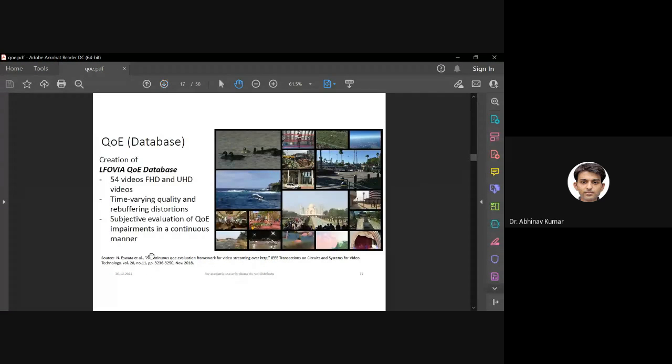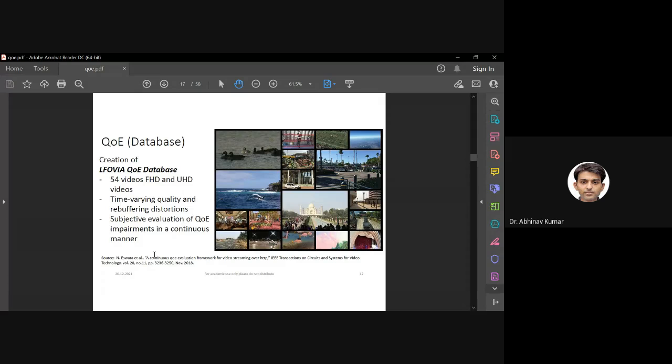And I think again I should highlight here Dr. Ishwar and Dr. Sumona's contribution, because they're the ones championing the QoE and the video component of this work. So there was this effort performed at the LFO VIA lab, which is championed by Professor Sumona at IIT Hyderabad. It's a lab for video and image analytics. And a database was created which consisted of 54 videos, which were full HD and ultra HD videos. Time varying quality and rebuffering distortions were included as part of the database.